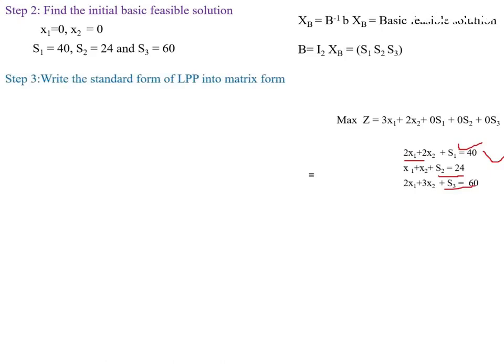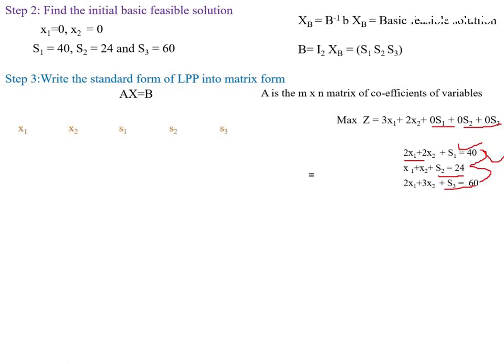Next step is to write the standard form of the LPP in matrix form, that is AX equal to B. Here A is the m by n matrix of coefficients of the variables in the constraint equations. Next, X is the column matrix of the variables, that is x1, x2, s1, s2 and s3. And B is the column matrix of the right hand side values of the constraint equations, that is 40, 24 and 60.